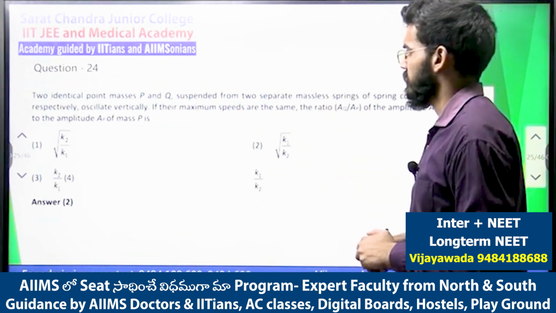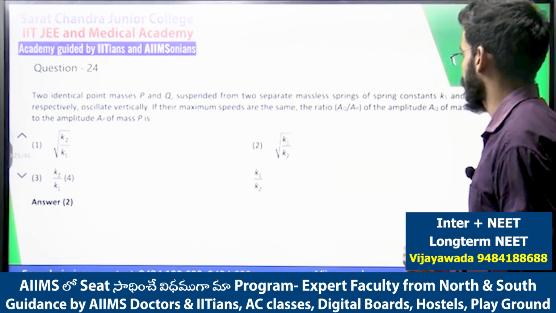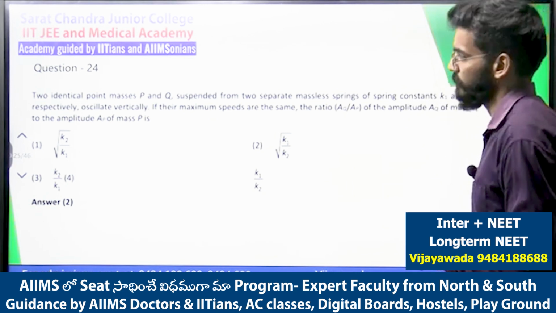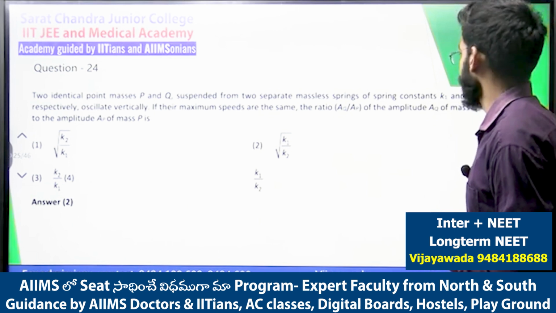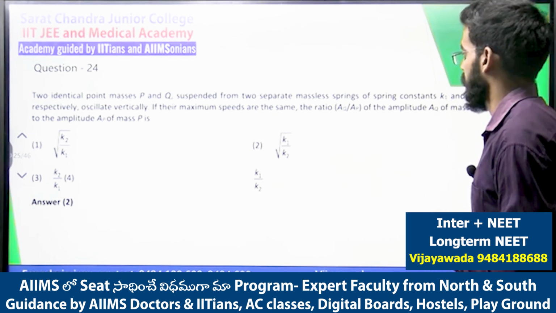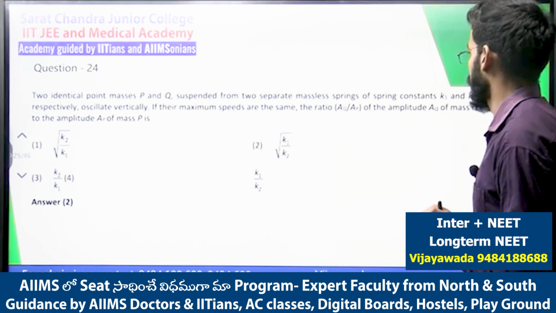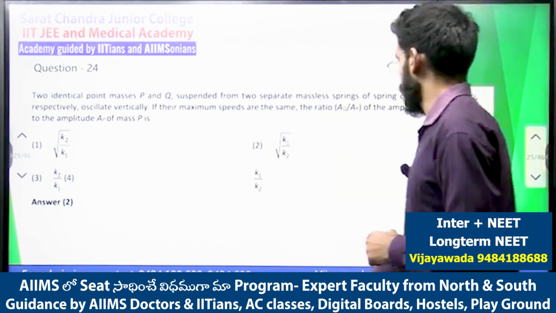Two identical point masses P and Q suspended from two separate massless springs of spring constants K1 and K2 respectively oscillate vertically. If their maximum speeds are the same, then the ratio of amplitudes AQ by AP is asked.